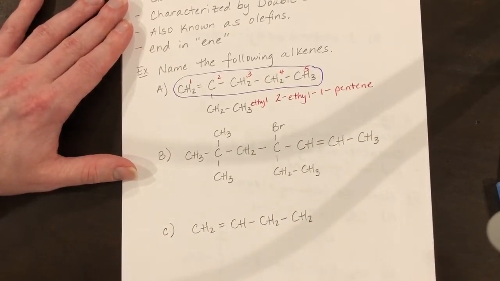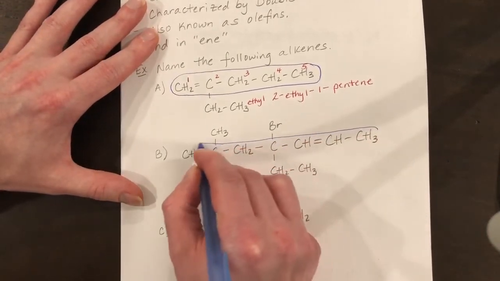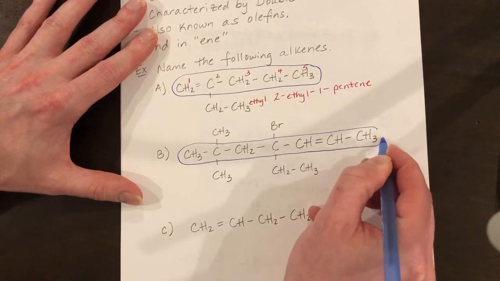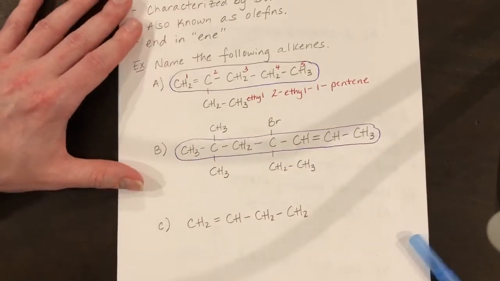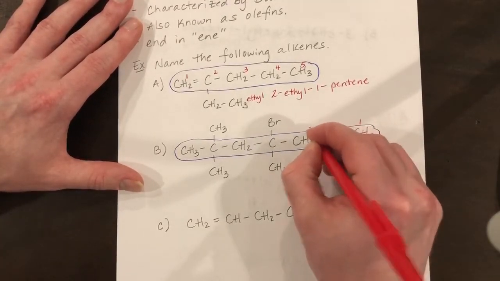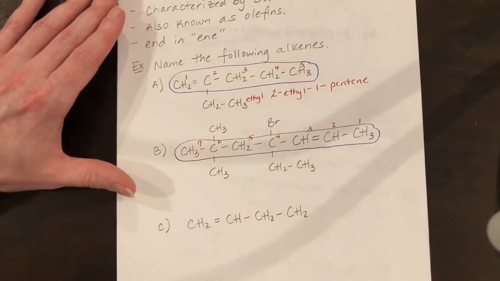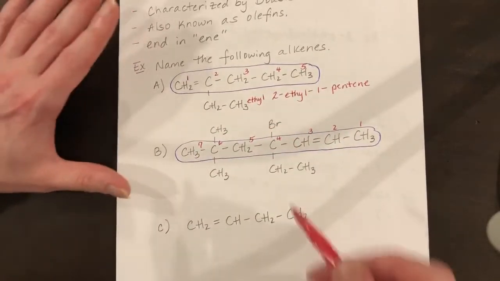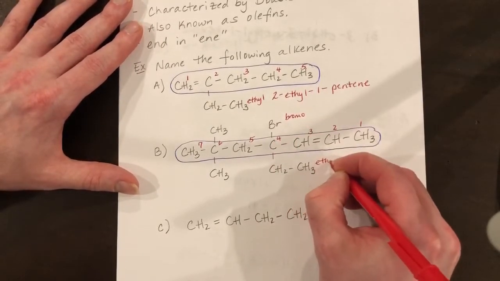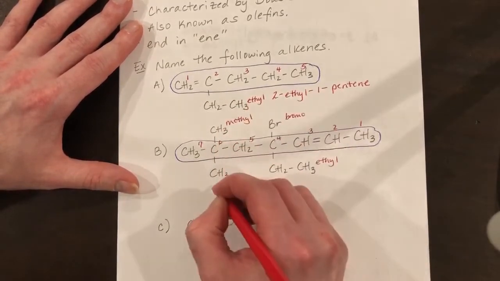Okay, the next one. A little more complicated question. So our longest chain of carbons that contains the double bond is right here. And we're going to number from right to left. So 1, 2, 3, 4, 5, 6, and 7. Now we're going to name our groups. This is a bromo. This is an ethyl. This is a methyl. And this is another methyl.